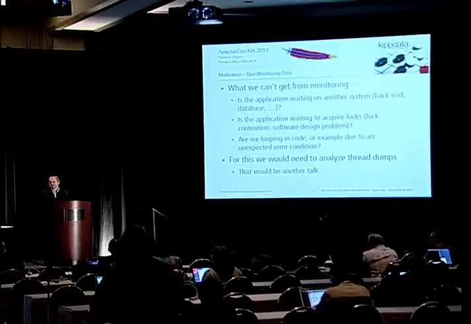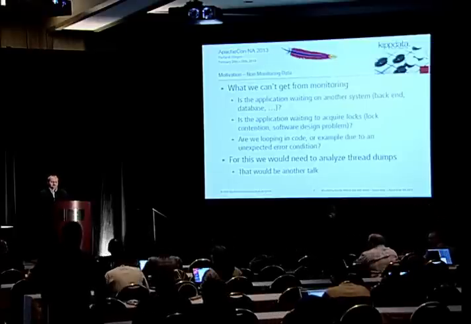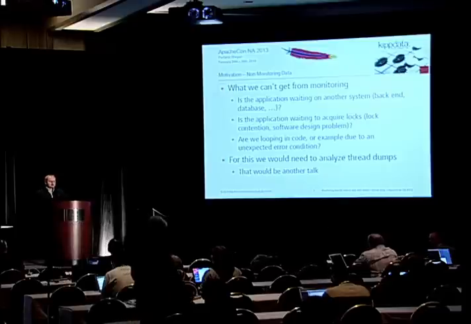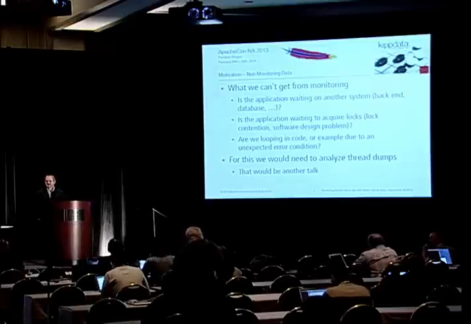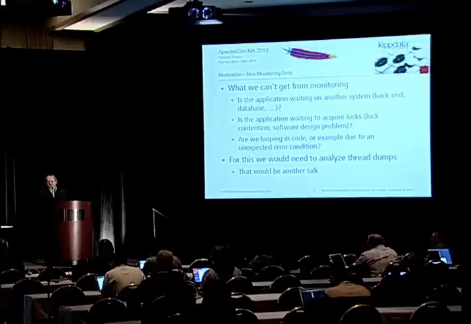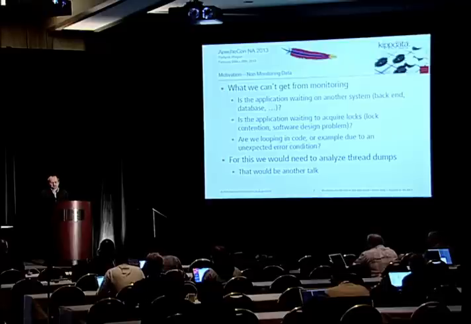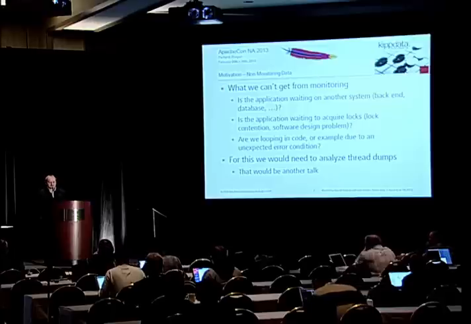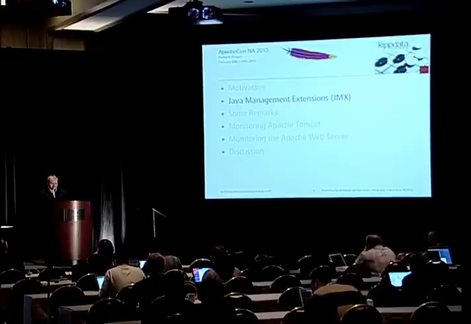Things that we typically do not get from the usual monitoring is information whether, for instance, the application is fine, but it's waiting for another system, for a backend, for a database, whether it's waiting to acquire locks, whether we are looping in code. So these are types of errors that we would not detect with that kind of monitoring. In the Java world, one would use thread dumps, but that's enough material for another talk.